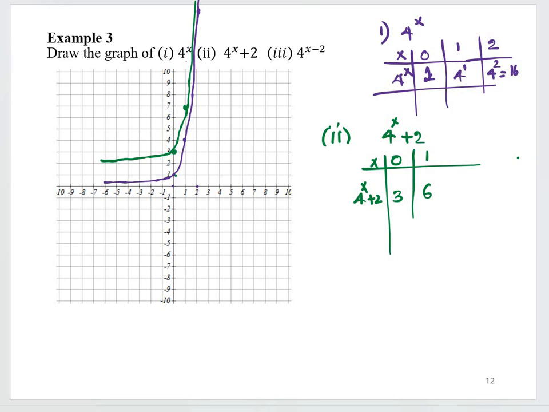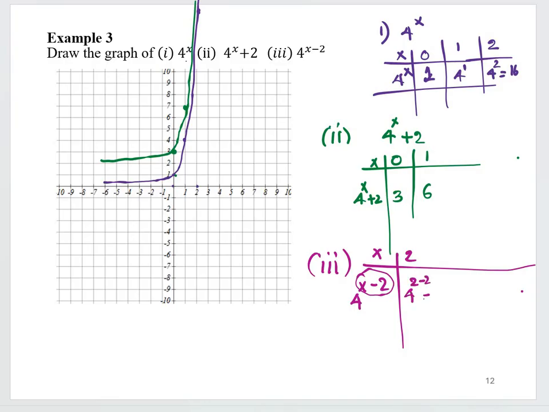and for the third one, 2 units to the right, okay, because it is the horizontal shift. When I am going to give x is equal to 2 here first. Why did I choose x is equal to 2? Because I want to convert the power to 0. So it will be 4 to the power 2 minus 2, and that will be 4 to the power 0, and that's equal to 1.